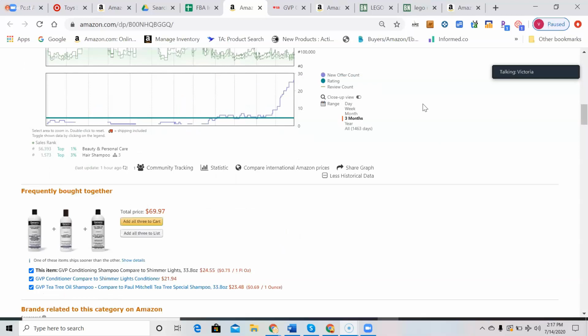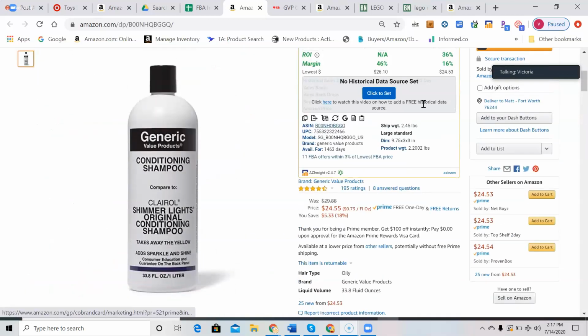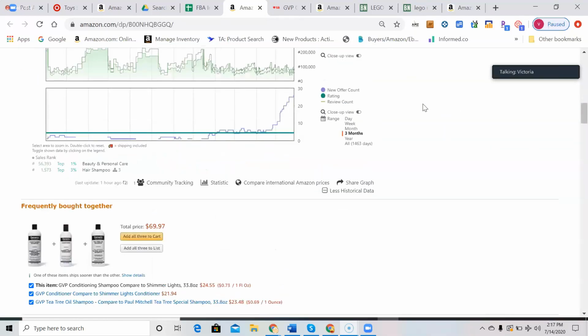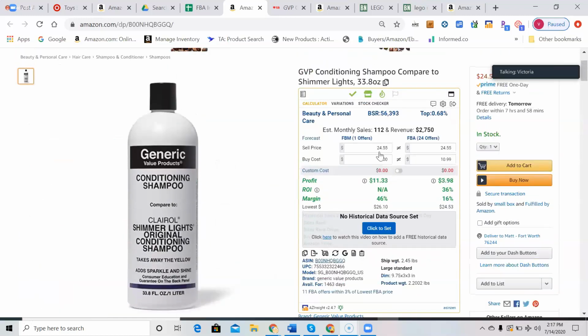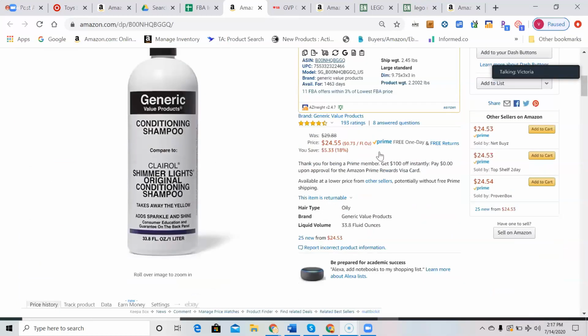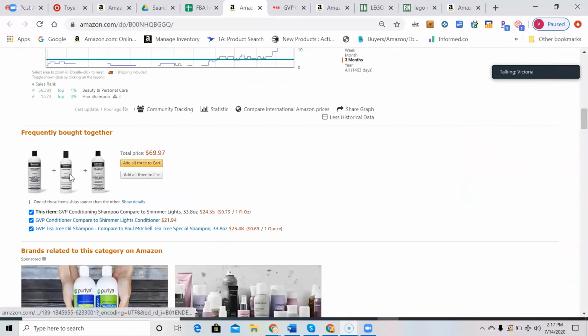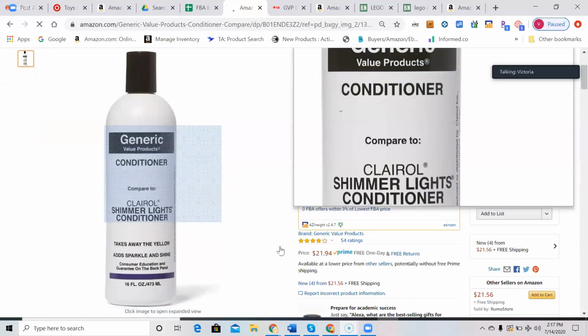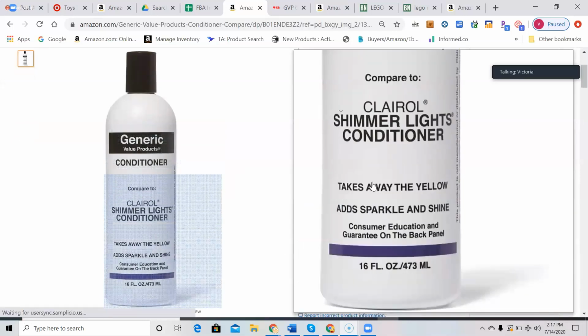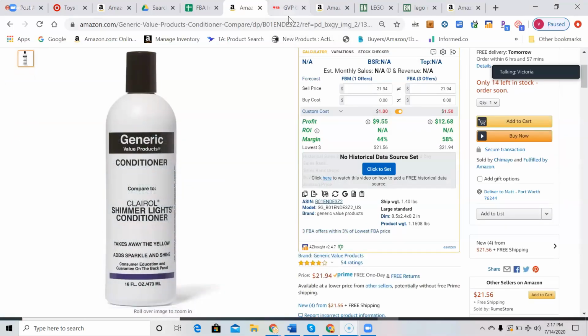But what I also like to do when I'm looking at an Amazon listing and just finding something else is I'll go down here to frequently bought together. So here we have the shampoo. This one's the shampoo. Okay, so what goes with shampoo? Conditioner, right? Of course. So here's the conditioner. This one's the 16 ounce. So I will go back to Sally's.